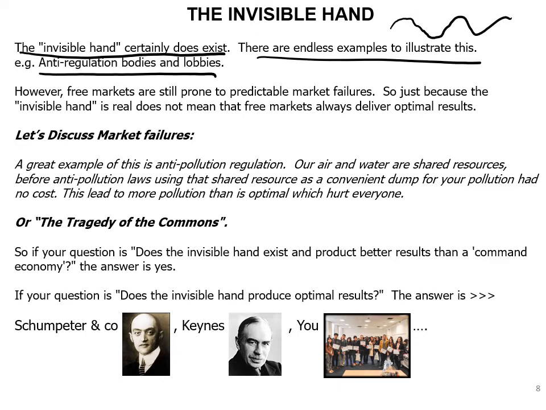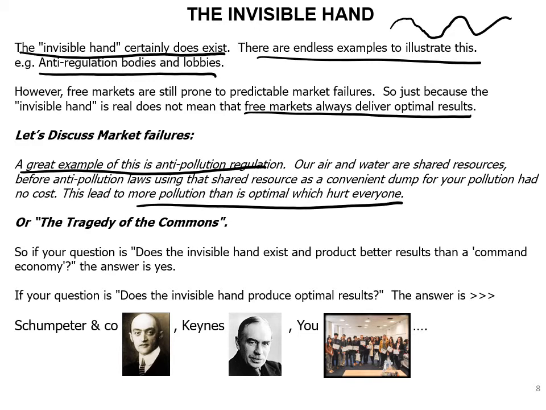Just because the invisible hand exists doesn't mean that free markets will always deliver optimal results. Okay, there are ups and downs, it's variation. All right, let's look at an example. A great example of this is anti-pollution regulation. So think about it. Look at the air and water, right? The air and water is owned by every one of us on the planet, right? Now, before anti-pollution laws existed, this water and this air served as a convenient dump for companies, and the pollution came at no extra cost. And this led to more pollution than was optimal, and this hurt everyone.